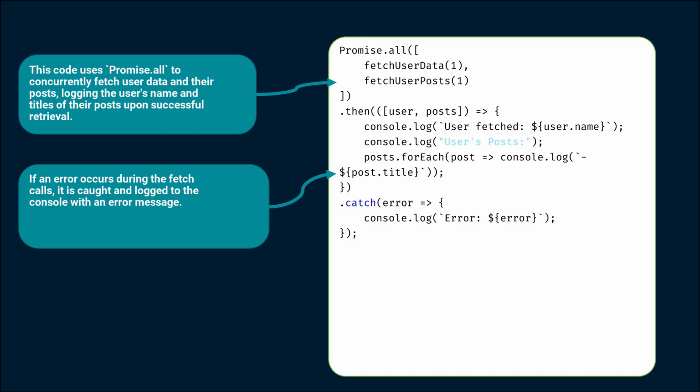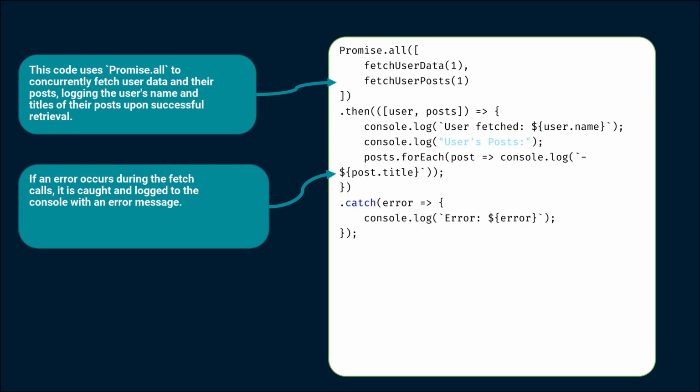The response from both promises will be available as an array once they resolve, which we can easily destructure into user and posts. This approach not only simplifies our code, but also optimizes performance, as both operations can run simultaneously rather than sequentially. If either of these promises rejects, it will trigger the catch block, allowing us to gracefully handle any errors that may occur during the fetching process.